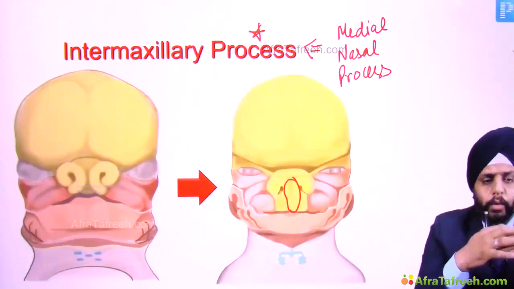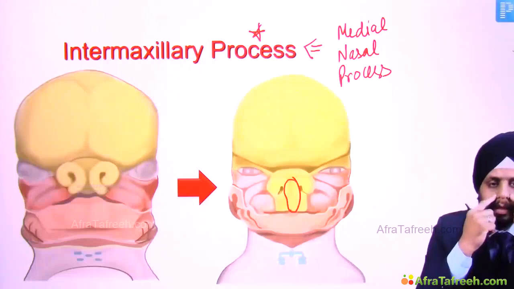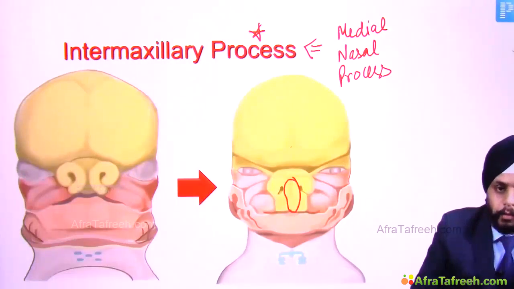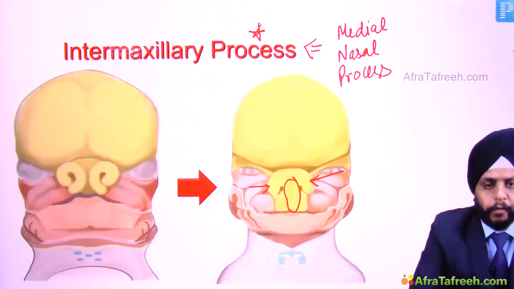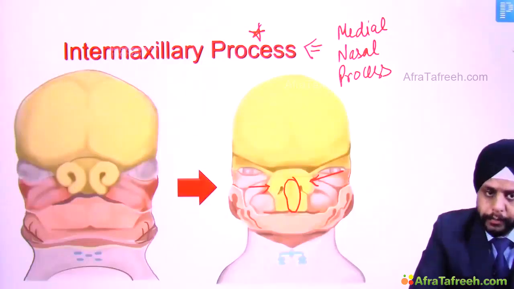Okay, now what is formed by the lateral nasal process? The lateral nasal process, you can see, has formed the ala of the nose and it goes inside and forms the lateral wall. So the lateral nasal processes on the two sides have formed the ala and the lateral nasal wall.